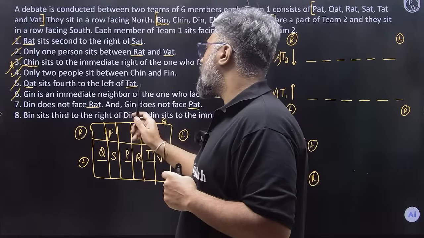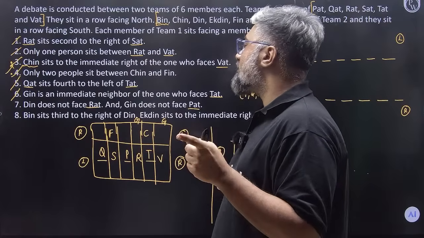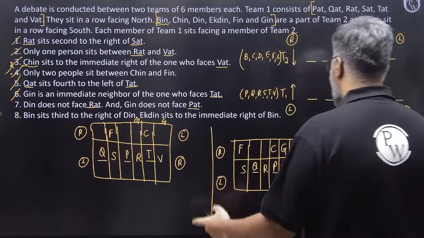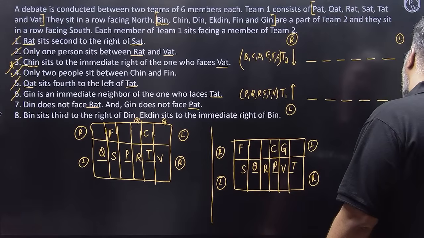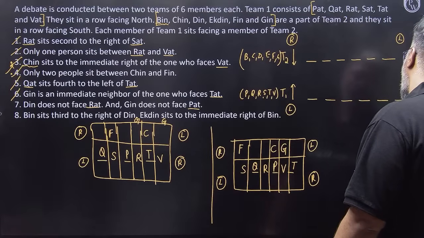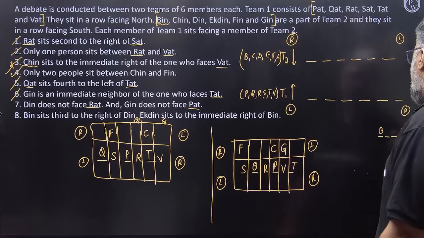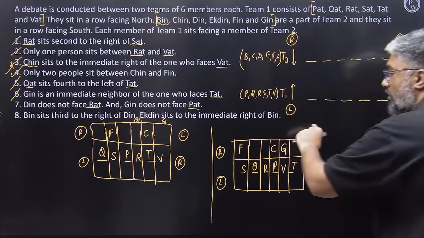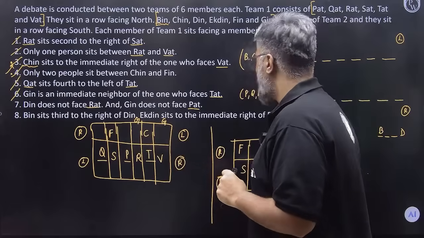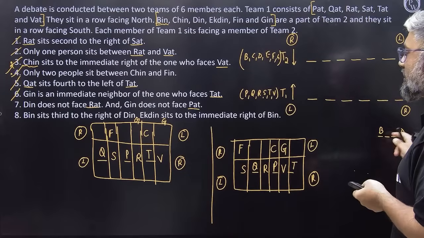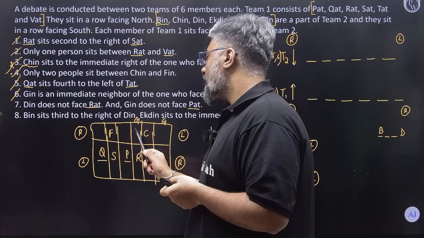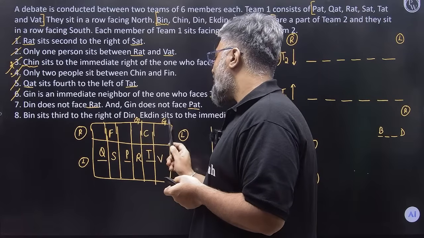B sits third to the right of D. So B sits third to the right of D. Mind you, right is this side. So here, what will we get? The third to the right of D is B. Correct? This is right for team 2, guys. So I need to place B dash dash D somewhere here. It can be B dash dash D in either of two ways.